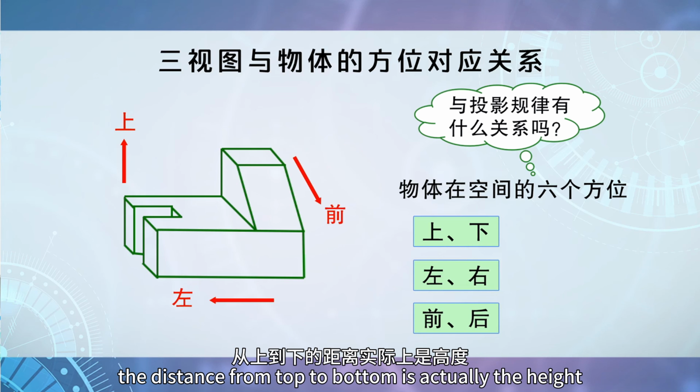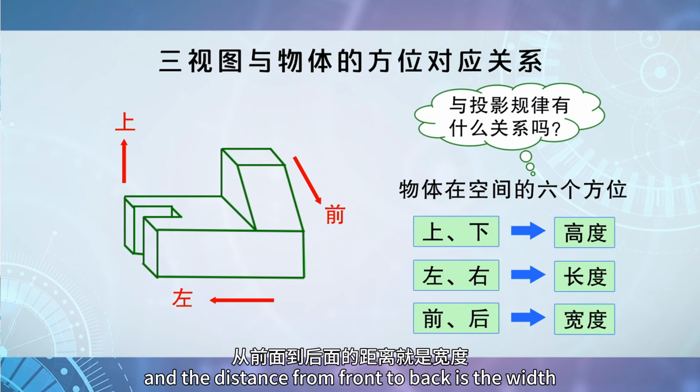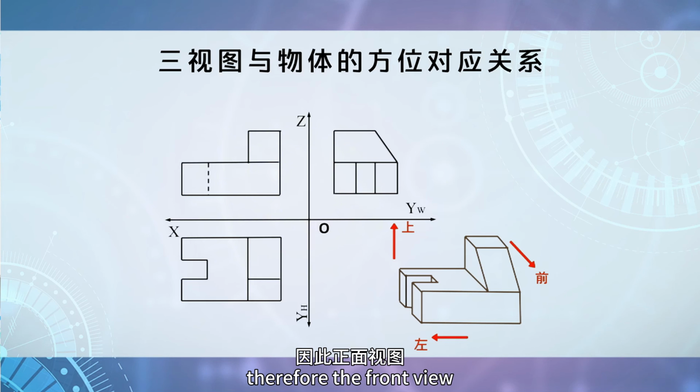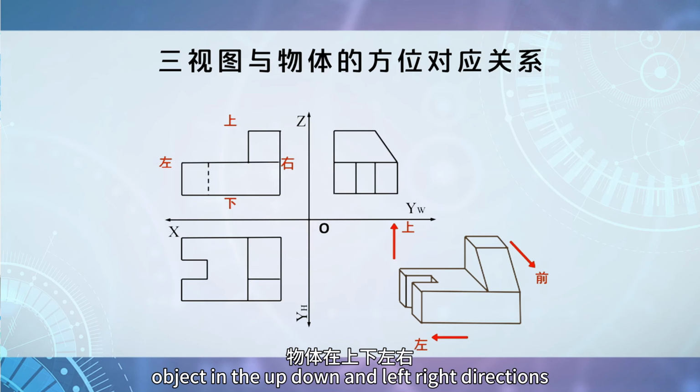The distance from top to bottom is actually the height. The distance from left to right is the length. And the distance from front to back is the width. Therefore, the front view actually reflects the relative positional relationships of the object in the up-down and left-right directions.